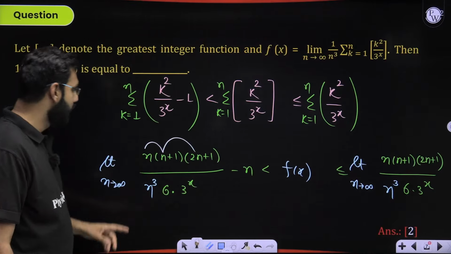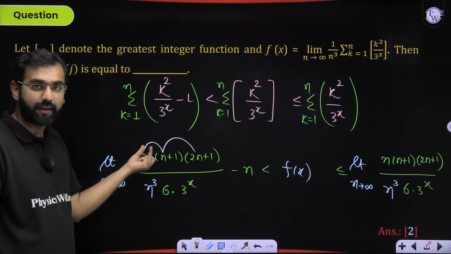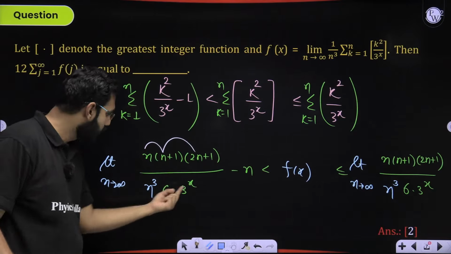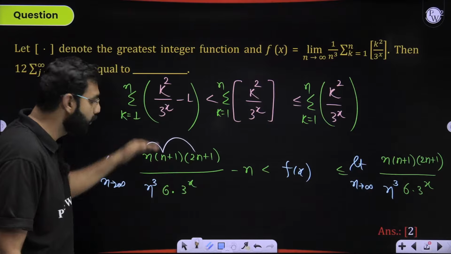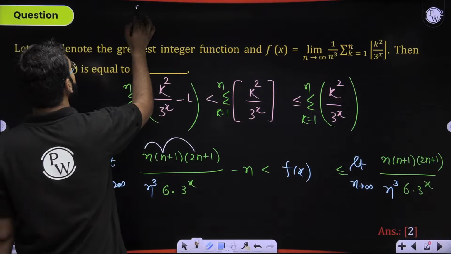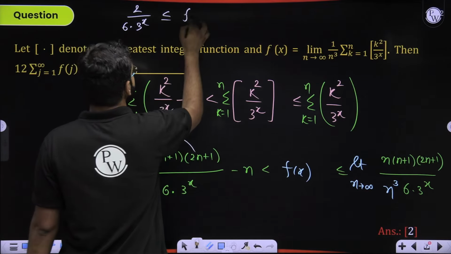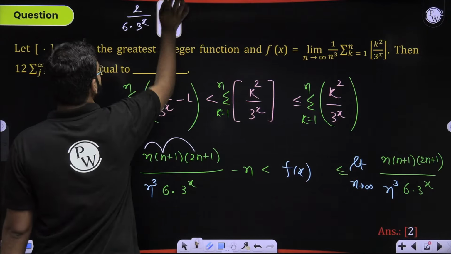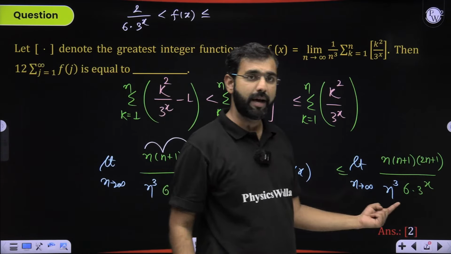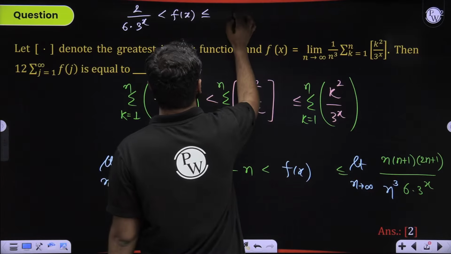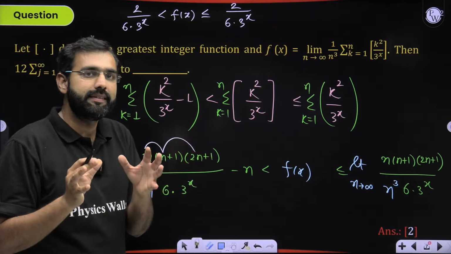I hope you're getting it. So this is 2n square into n, that is 2n cube. So numerator n cube has coefficient 2, denominator n cube has coefficient 6 into 3 to the power x. So the ratio will be 2 by 6 into 3 to the power x. So here it will be 2 by 6 into 3 to the power x. f of x should be less than or equal to, again, the same thing will be happening here, which will be the same result, 2 by 6 into 3 to the power x. Now we are applying the squeeze theorem, the sandwich theorem.